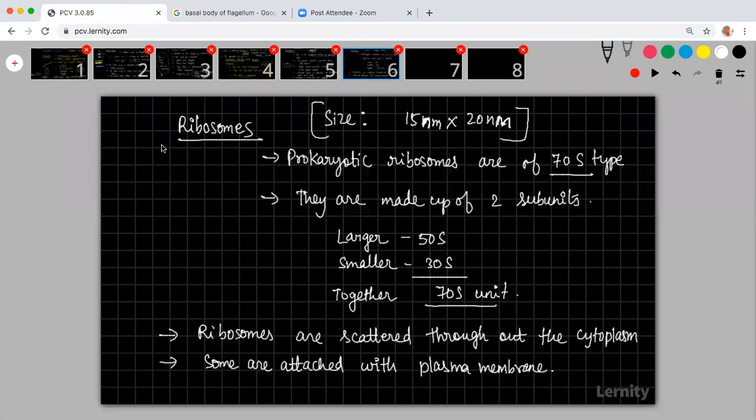So you don't have endoplasmic reticulum in your prokaryotes. Instead of endoplasmic reticulum, your plasma membrane will function as endoplasmic reticulum. Whatever role endoplasmic reticulum is doing in eukaryotes is done by the plasma membrane in prokaryotes.